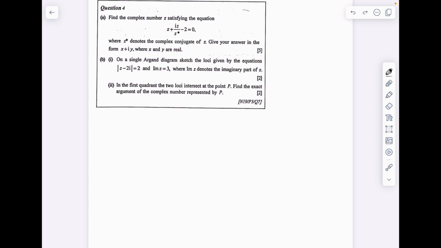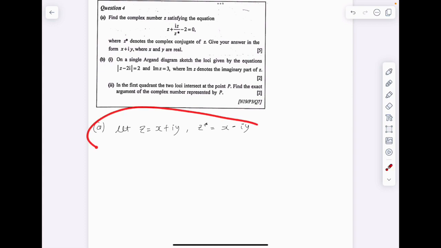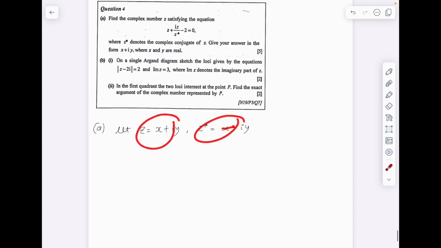Well, what I'm going to say is, okay, let z equal x plus iy. Let z star equal x minus iy. Perfect. So we got this sorted out. The next thing to do here is to, of course, plug these into the following, okay?